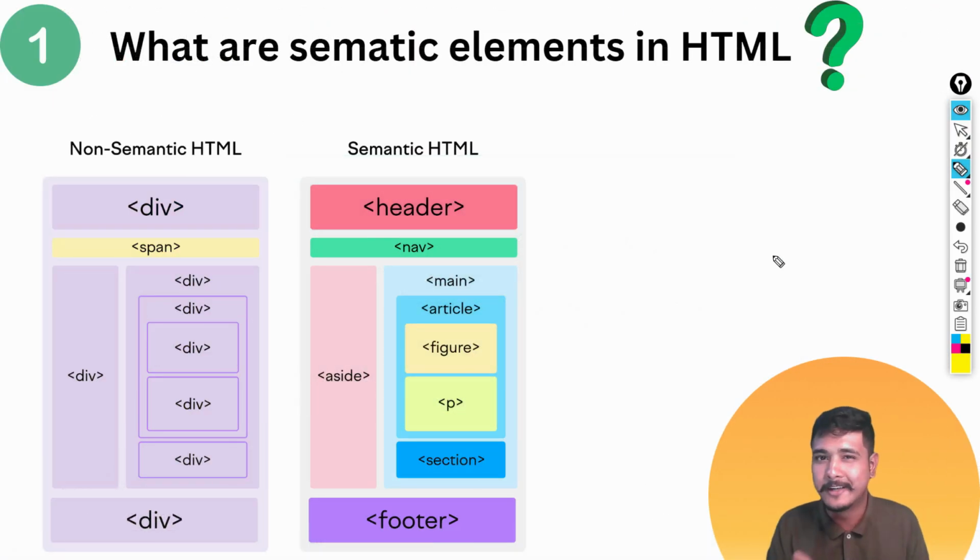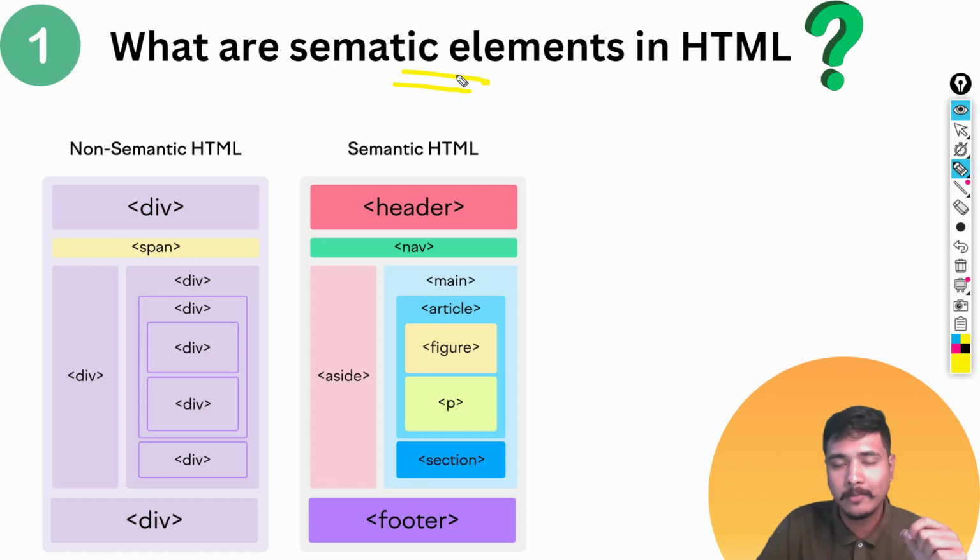Okay. So the very first question is a very basic question. What are semantic elements in HTML? When we talk about elements, they can be divided into two parts. It can be either semantic or non-semantic. Now, what are semantic tags and non-semantic tags? Semantic tags and non-semantic tags both can contain or show some kind of content.